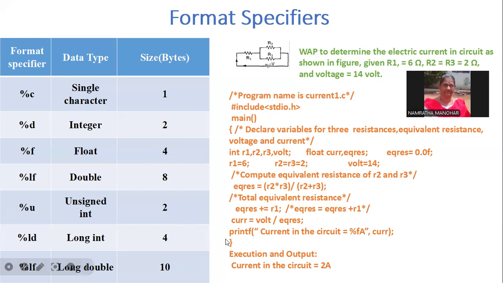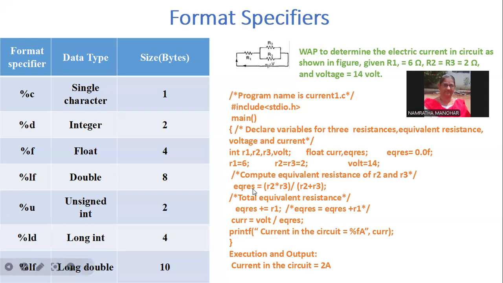Now, R1 is already given the value 6. So I'm saying R1 is equal to 6. For R2 and R3, because I have less screen space, I'm using this, closing it with a semicolon. R2 is equal to R3 is equal to 2. Close this statement. Then voltage is equal to 14, already given in the question. Close the statement.